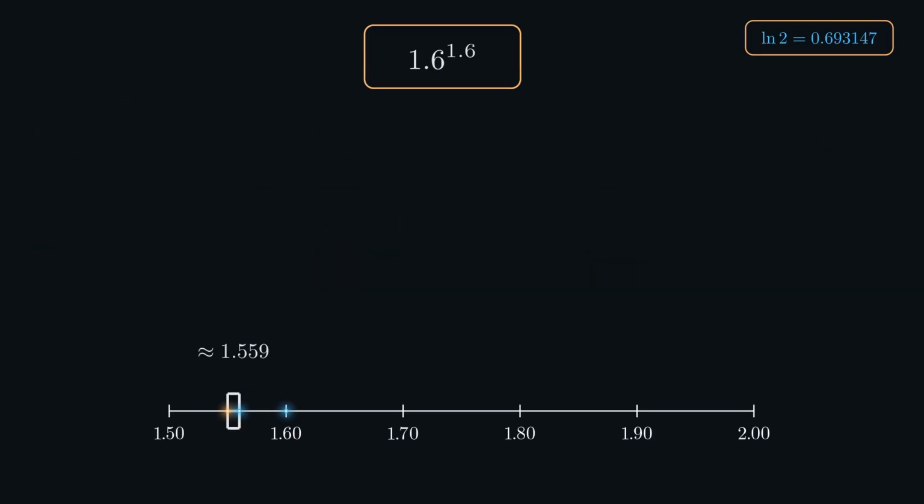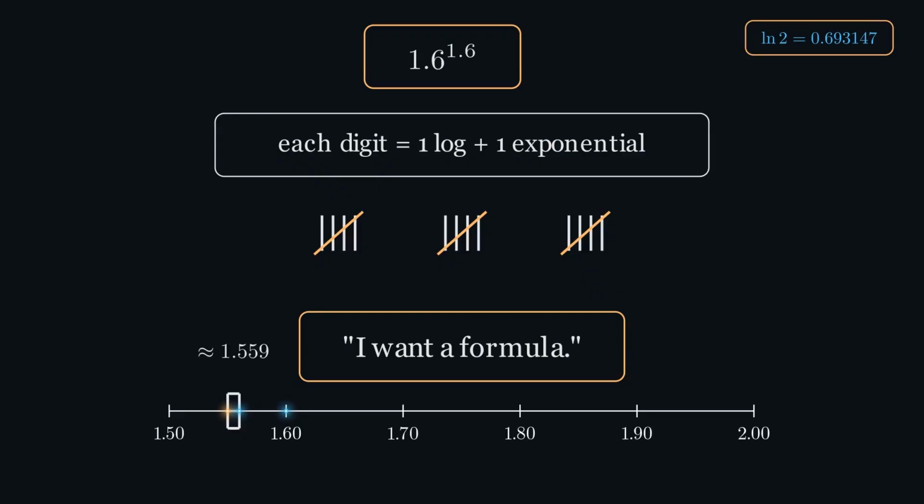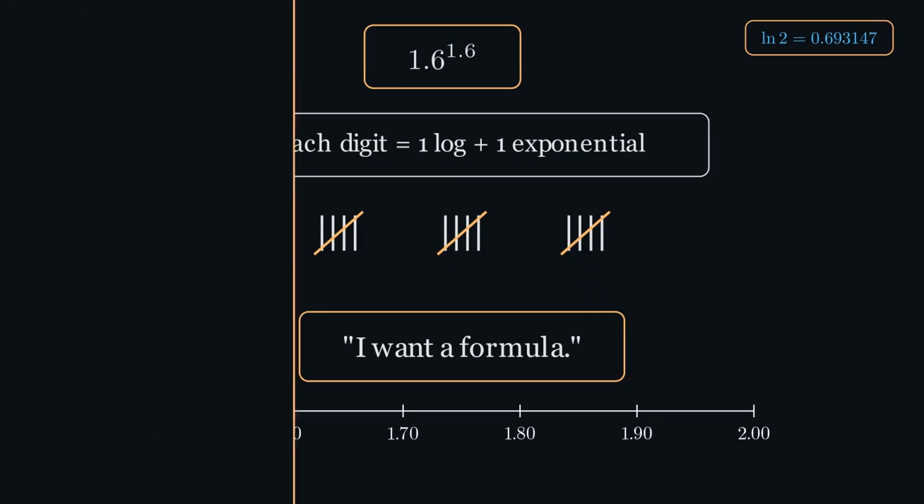This works. This will give me digits forever. But every single digit costs me a fresh logarithm and a fresh exponential. It's a shovel, and I'm digging a tunnel one spoonful at a time. What I want is different. I want to understand the answer. I want, if the universe allows it, a formula. So let's stop hunting and start doing algebra.